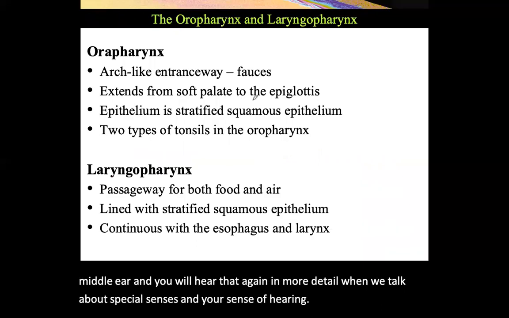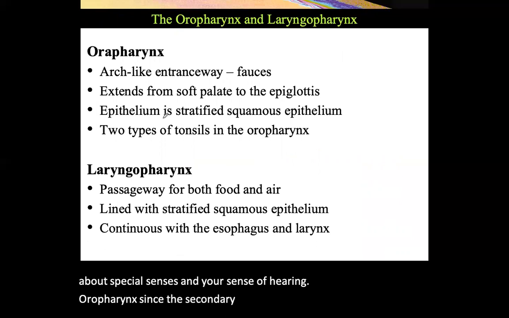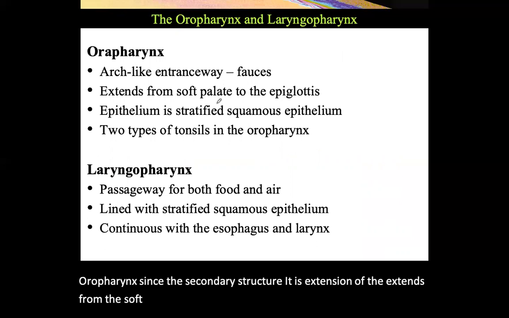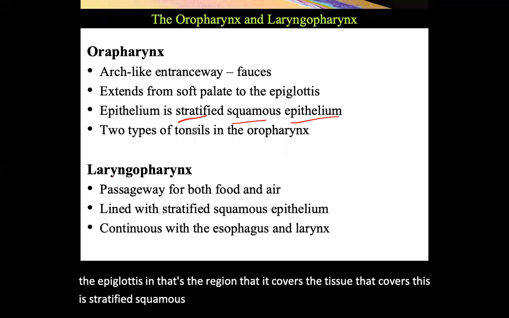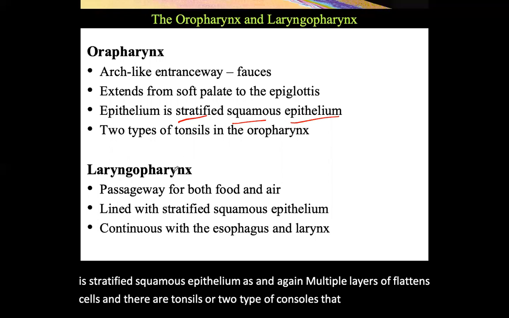Oropharynx is the second structure. It extends from the soft palate, basically, which is the roof of the mouth, to the epiglottis. And that's the region that it covers. The tissue that covers this is a stratified squamous epithelium, as in, again, multiple layers of flattened cells. And there are tonsils, or two types of tonsils, that are associated with your oropharynx.